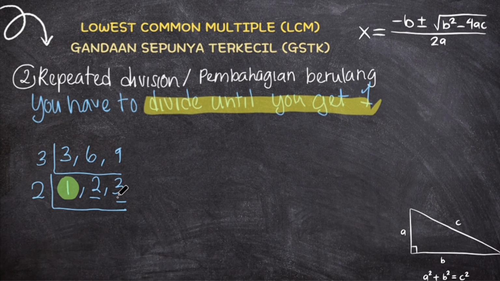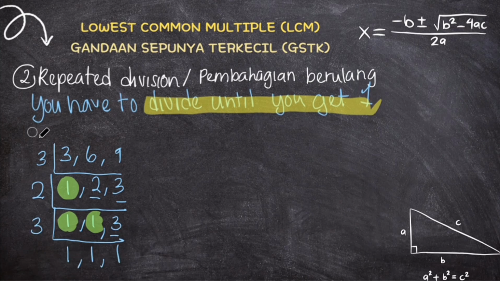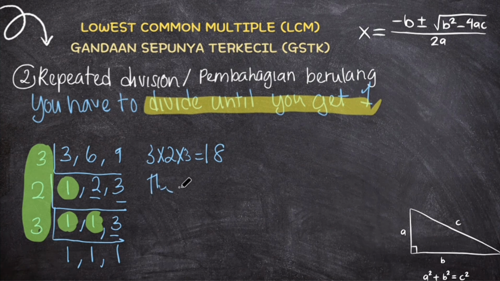So you divide these numbers by themselves until you reach the number 1. I continued dividing the numbers by 2 until I get 1, 1, 3. Then I divided by 3 to get 1, 1, 1. And then you multiply the prime numbers you divided with. By multiplying the prime numbers 3 times 2 times 3, you get 18 and the answer is 18.